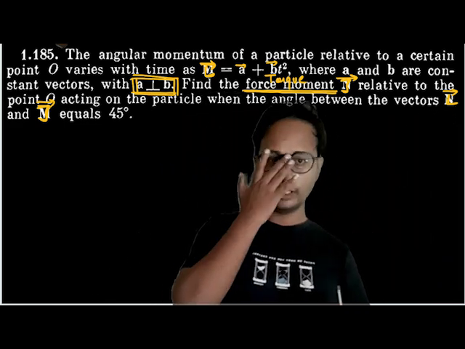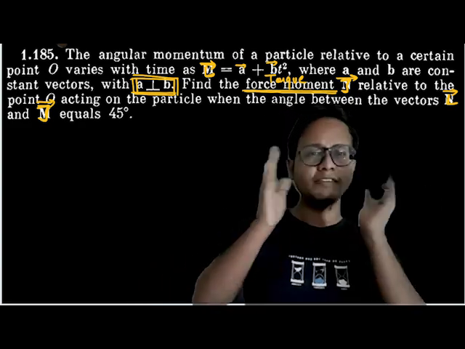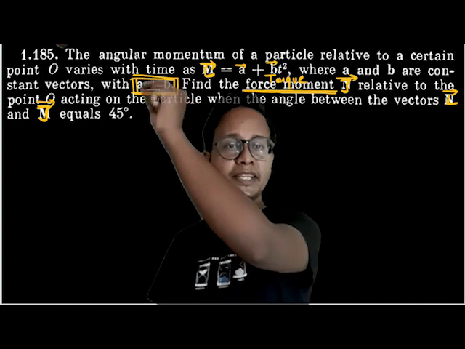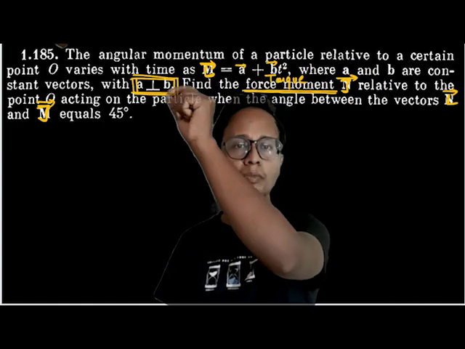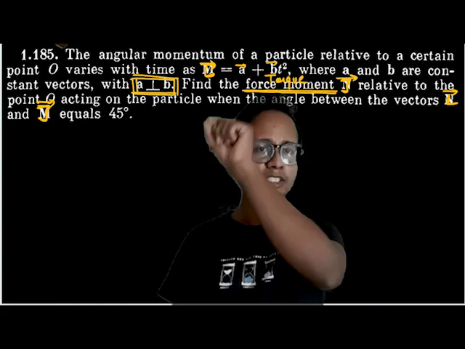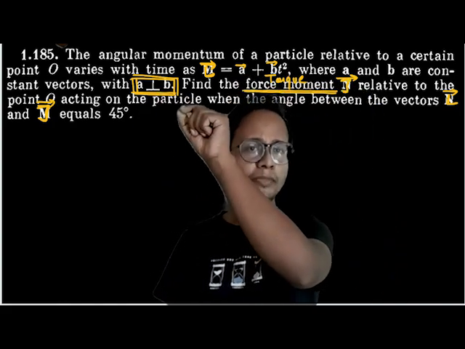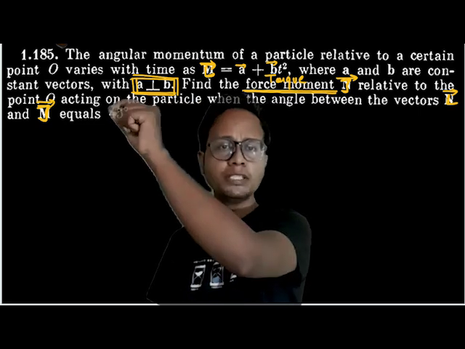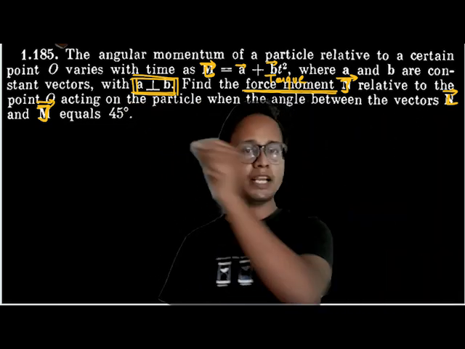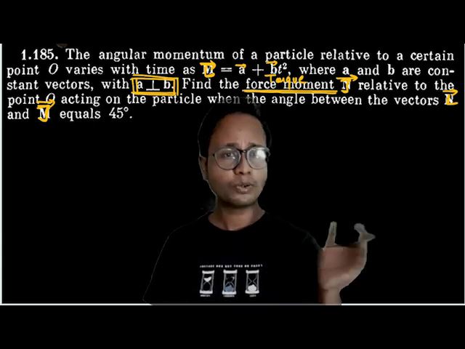The simple way to look at this question is to change the variable. If I read this question somewhat like this: the linear momentum of a particle relative to a certain origin varies with time as momentum equals a plus bt square, where a and b are constant vectors with a perpendicular to b. Find the force relative to the origin when the angle between momentum vector and force vector is equal to 45 degrees. Now can you solve it? Now the question becomes much easier.